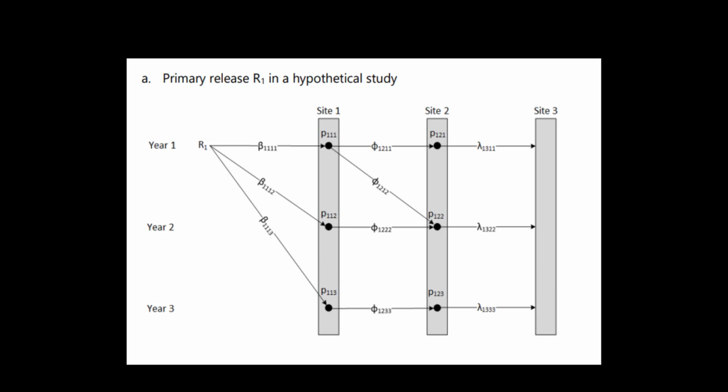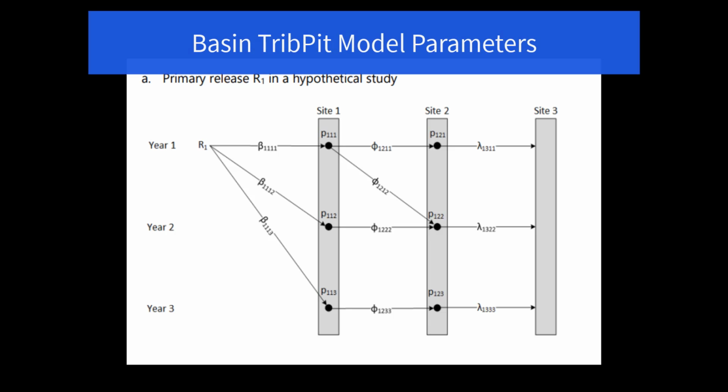There were other pathways possible, representing more options of migration delay in various reaches and years, but they were not observed in our hypothetical dataset, and we will consider only the pathways represented here for now. Now for the model parameters. The parameters of a BasinTribPit model are as follows.